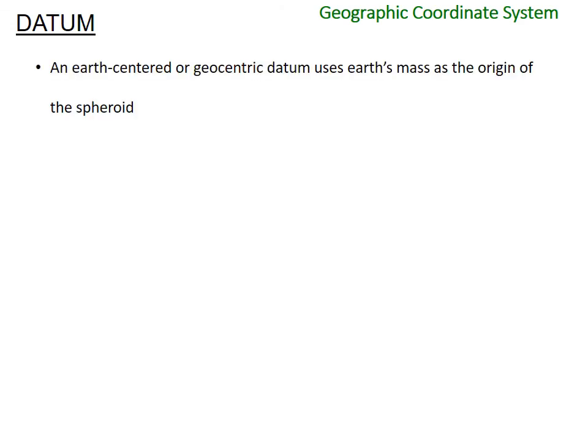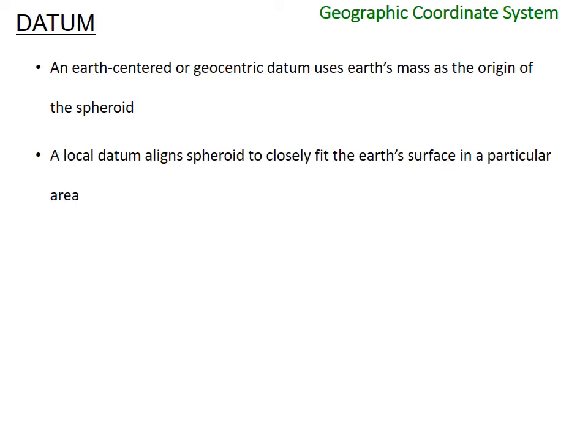So an Earth-centered or geocentric datum uses the Earth's center of mass as the origin of the spheroid. That means the reference from which the measurements are made is at the center of the Earth. So that is called the datum. A local datum aligns the spheroid to closely fit the Earth's surface in a particular area. So Earth-centered means the center of the Earth is taken as the datum, whereas in a local datum the spheroid is closely fit to a particular point. It can be a local area.